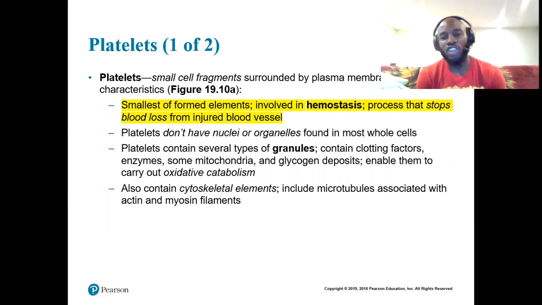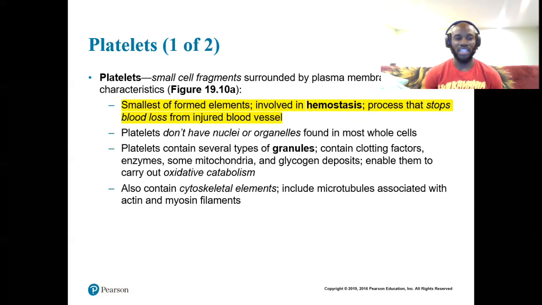They're involved in hemostasis, which is the process that stops our body from bleeding. Right. The bottom line is we have shown already that our body needs blood. That blood needs to continue to circulate throughout the body. If for whatever reason we suffer an injury and blood starts leaking out of our body or out of our circulatory system, that becomes problematic very quickly.